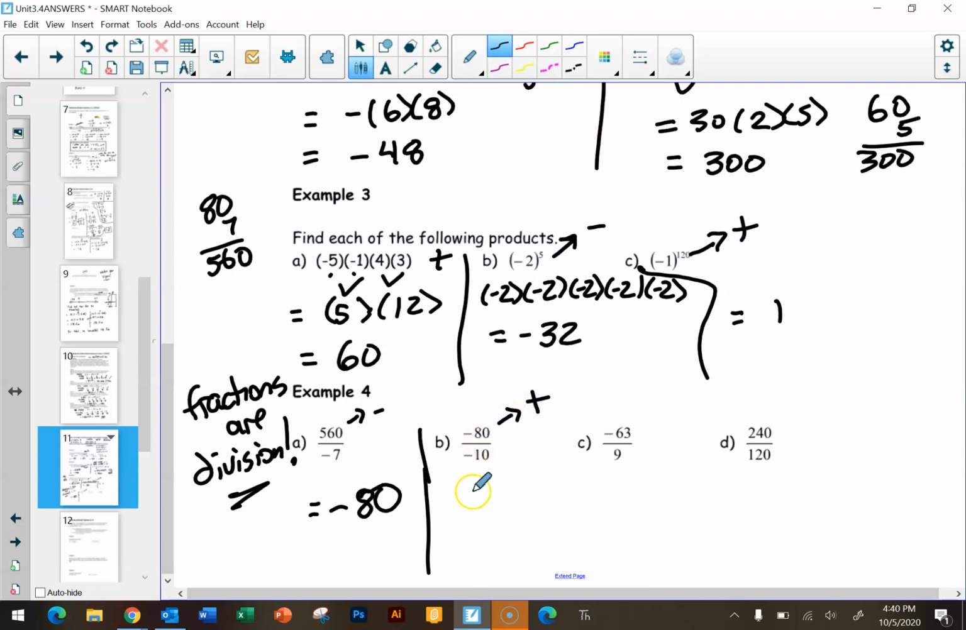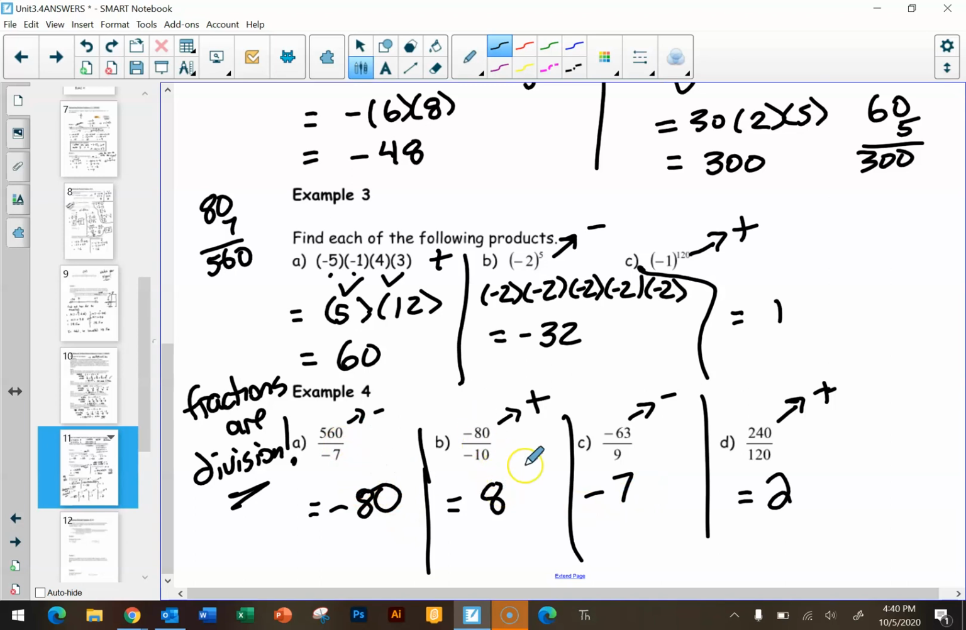So now I just have to decide what's 80 divided by 10. That's 8. Next one, I've got 1 negative sign, so the answer is going to be negative. What's 63 divided by 9? 7. And this one, 240 over 120. They're both positive, so the answer is going to be positive. What's 240 divided by 120? It is 2. 8 times 7 is 56, 63 divided by 9 is 7, and 240 over 120 is 2. Yeah, those answers check out.